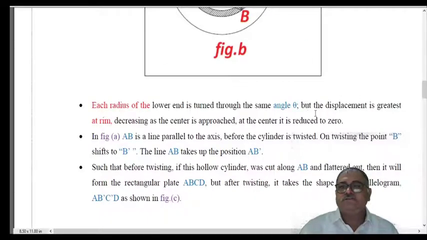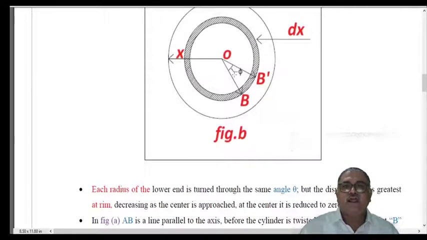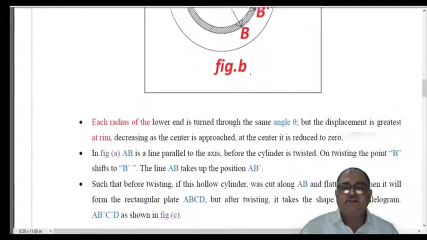But the displacement is greatest at the rim. Displacement is greatest at the rim and it decreases as the center is approached. At the center, it is reduced to 0. Means at its center, the displacement due to that twist is 0, but at the rim it is a larger one.